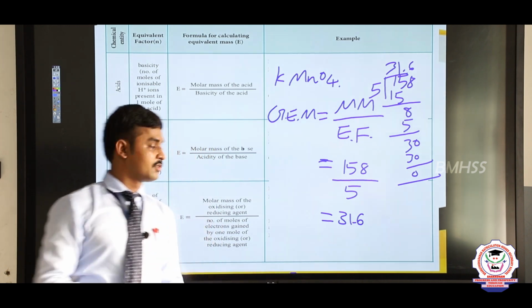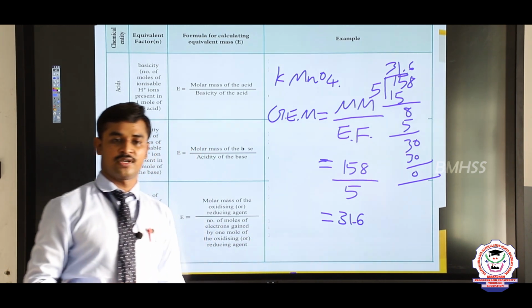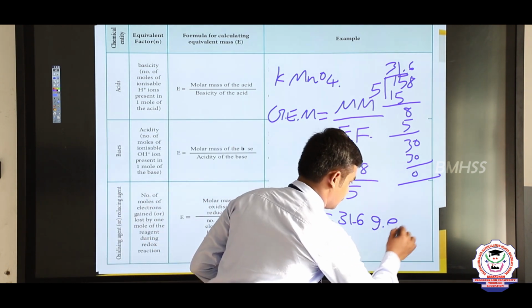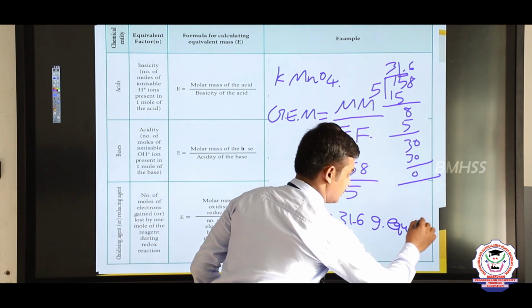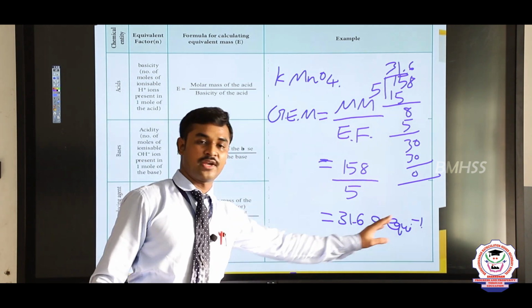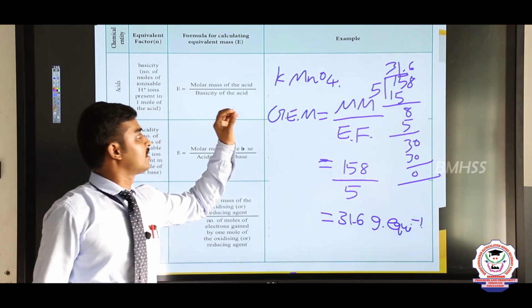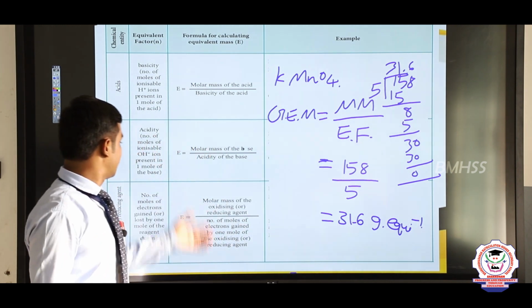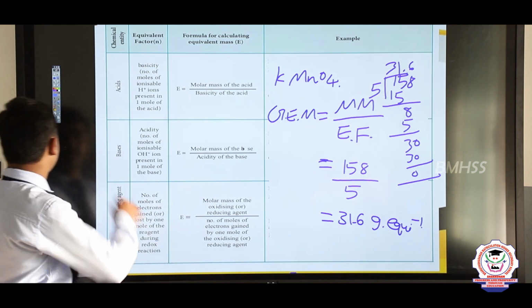Jiteshwar, is there a unit for the gram equivalent mass? Yeah, gram equivalent inverse. Good. So 31.6 gram equivalent inverse is the gram equivalent mass for potassium permanganate. This is the example sum for evaluation.